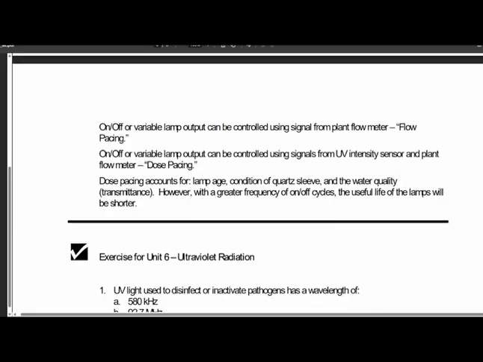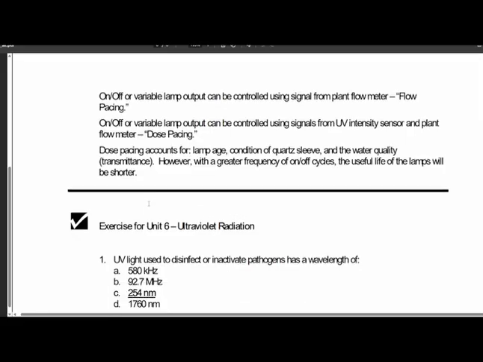On-off or variable lamp output can be controlled using signals from the plant flow meter. Flow pacing. On-off or variable lamp output can be controlled using signals from UV intensity sensors and plant flow meters. Dose pacing. Dose pacing accounts for lamp age, condition of quartz sleeve, and the water quality. However, with greater frequency of on-off cycles, the useful life of the lamps will be shorter.